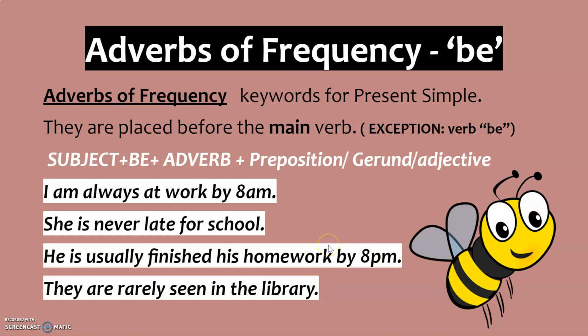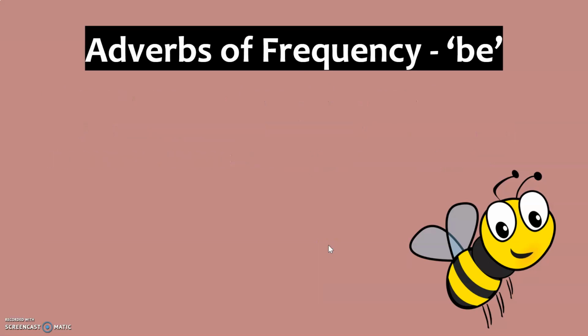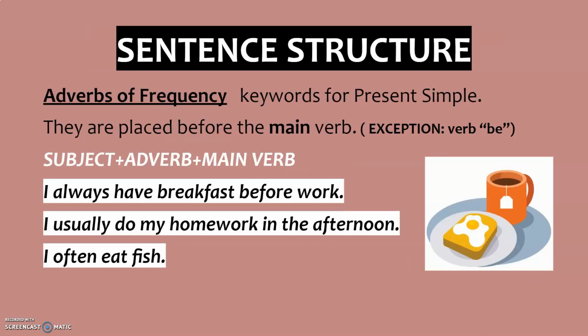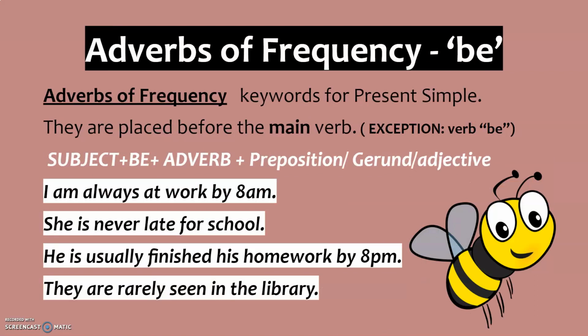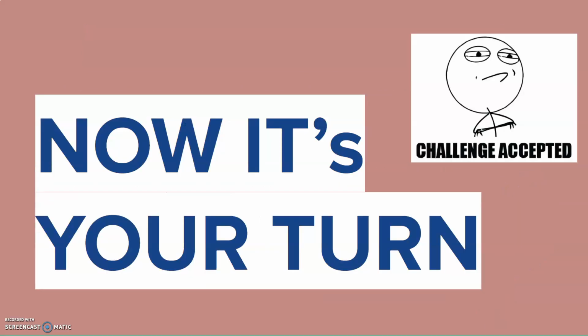Okay, so two rules there. Let's look again. With the main verb, subject, adverb, main verb. When it's the verb to be, subject, be, adverb. Okay? So just be careful and try not to get those 2 things mixed up. Okay, well hopefully you remember those rules and that will help you with this exercise here.